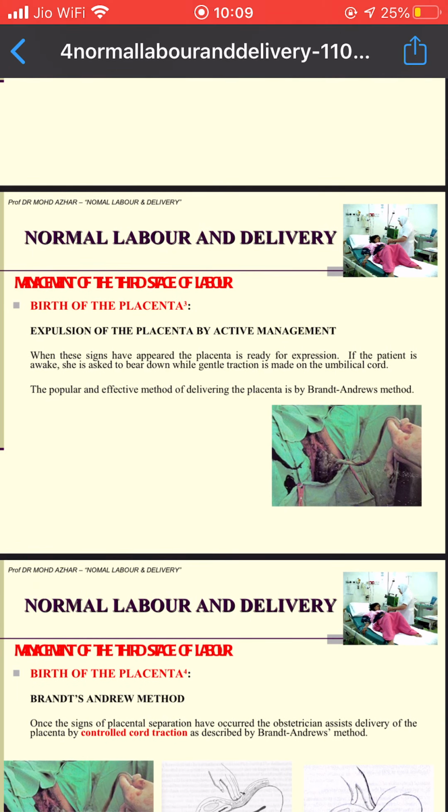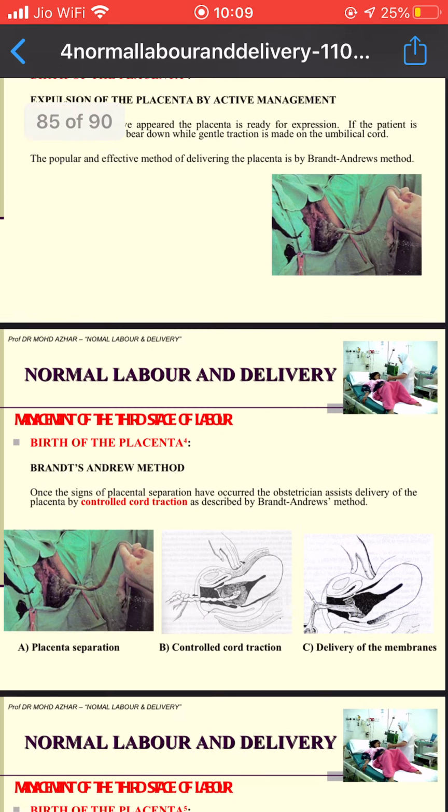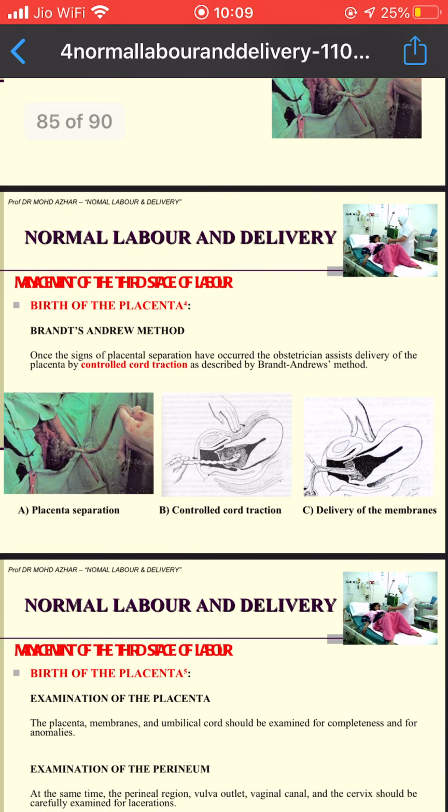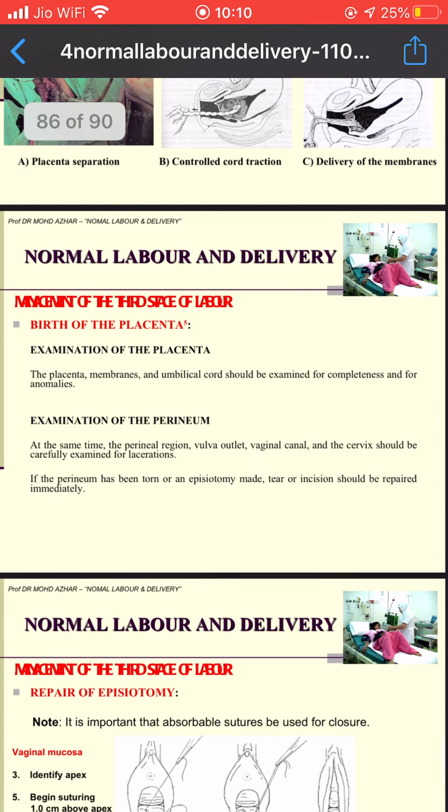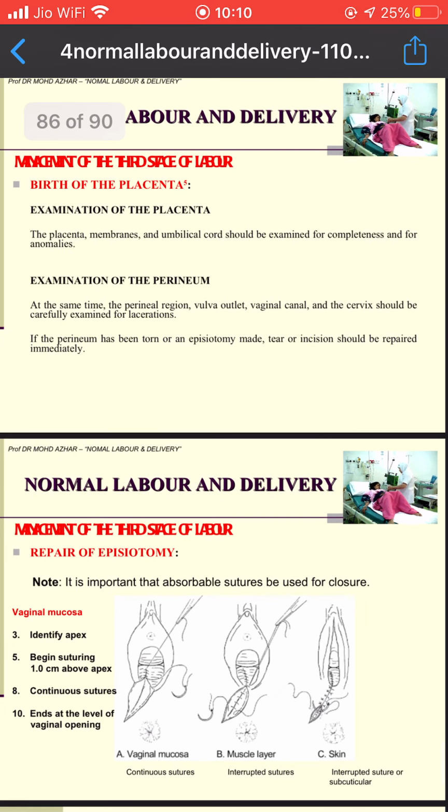When there are signs of placental separation, the patient is asked to bear down and gentle traction is made. The popular and effective method is the Brandt-Andrews method. What is the Brandt-Andrews method? Once the signs of placental separation have occurred, the obstetrician assists the delivery of the placenta by controlled cord traction as described by the Brandt-Andrews method. Birth of the placenta: the placenta, membranes and umbilical cord should be examined for completeness and anomalies.